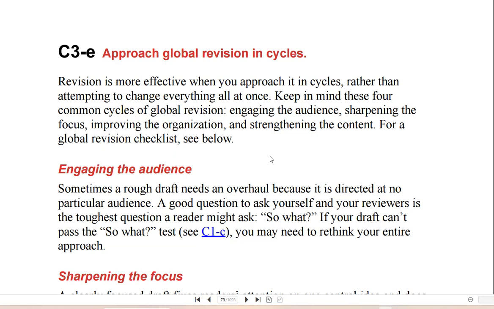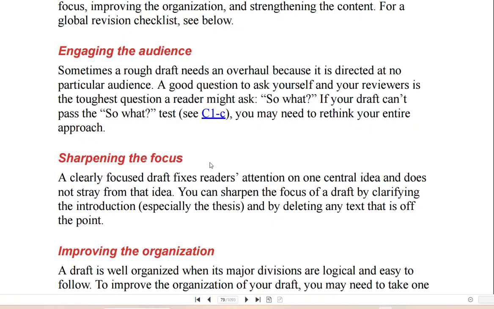Sometimes a rough draft needs an overhaul because it is directed at no particular audience. A good question to ask yourself and your reviewers is the toughest question a reader might ask. So what? If your draft can't pass the so what test, you may need to rethink your entire approach.